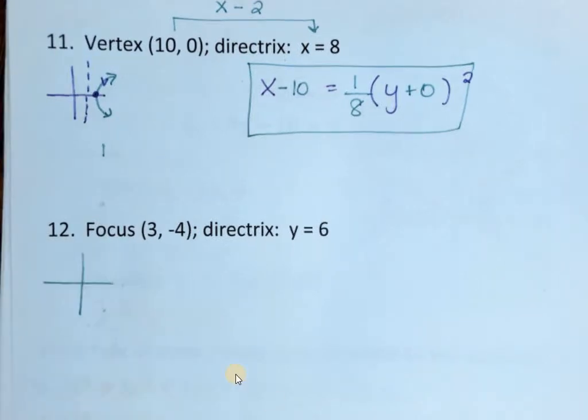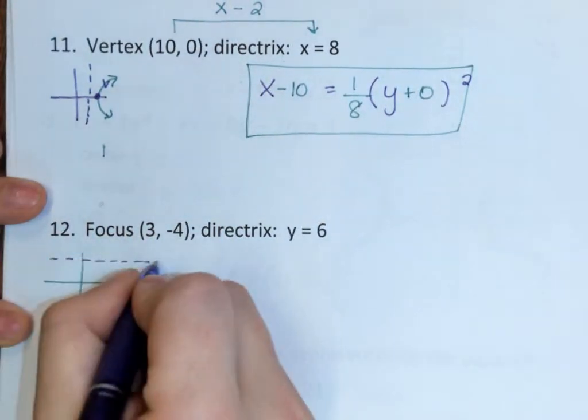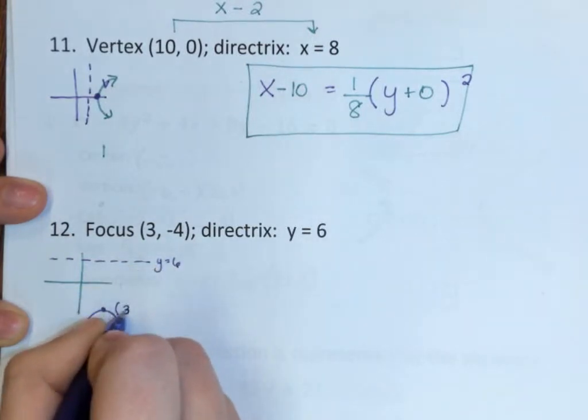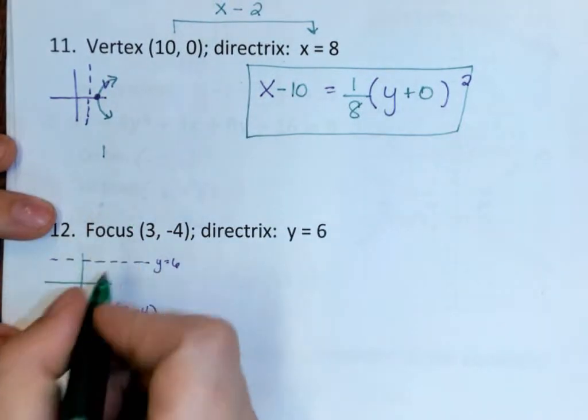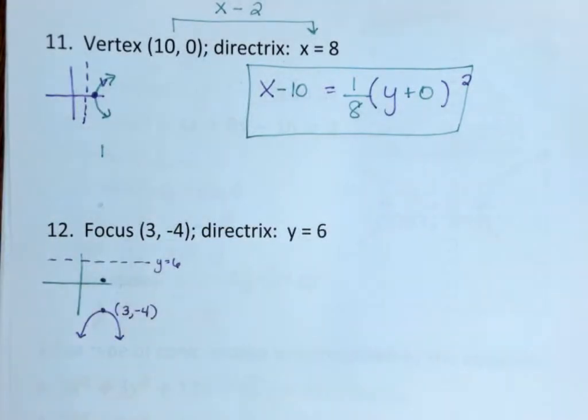Okay, so everybody's okay with the fact that this opens down. Yes. This line up here is y equals 6. This point down here is (3, -4). Where will my vertex go? Not necessarily the point, but where is it? Between it. And it's actually going to be exactly in the middle.